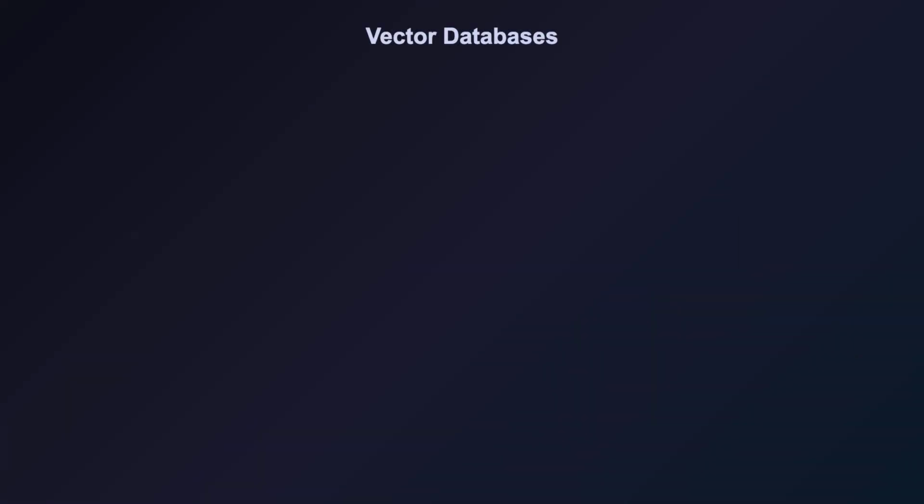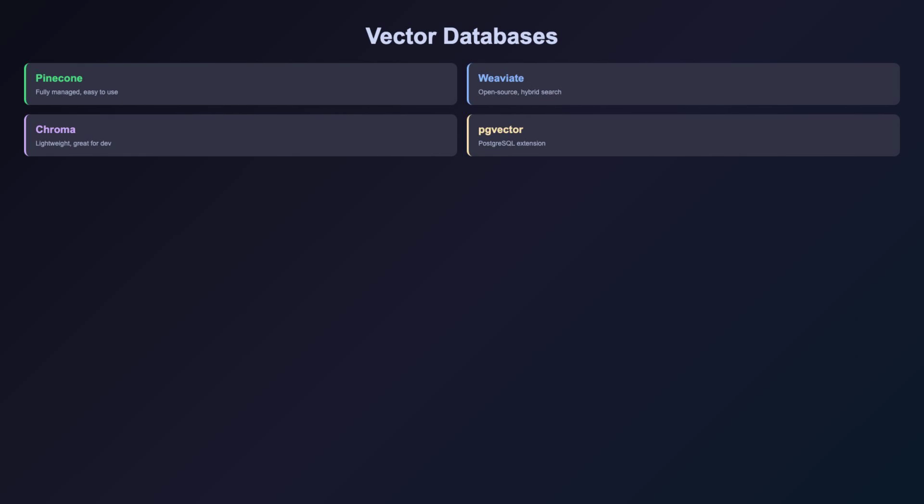You need a vector database to store and search embeddings efficiently. Regular databases are designed for exact matches or simple filters. Vector databases are optimized for similarity search across millions of vectors. Popular options include Pinecone, which is fully managed and easy to use, Weaviate, which is open source with hybrid search, Chroma, which is lightweight and great for development, Qdrant, which focuses on performance, and pgvector, which adds vector search to PostgreSQL. For production, managed services like Pinecone handle scaling and infrastructure.